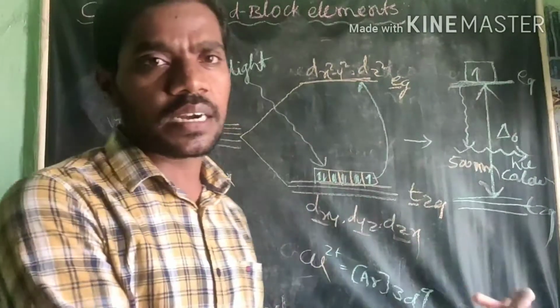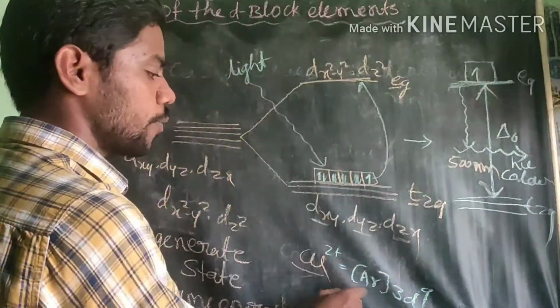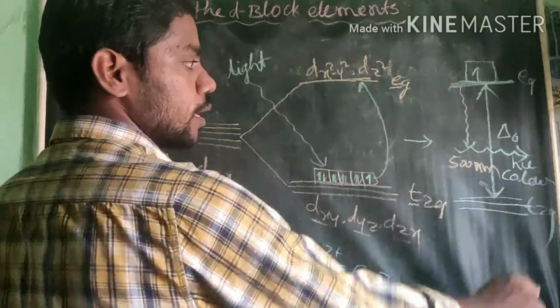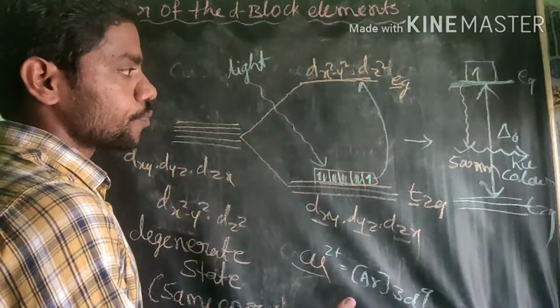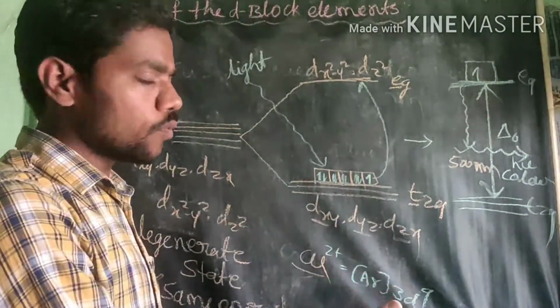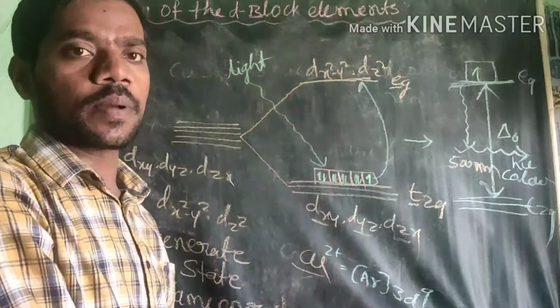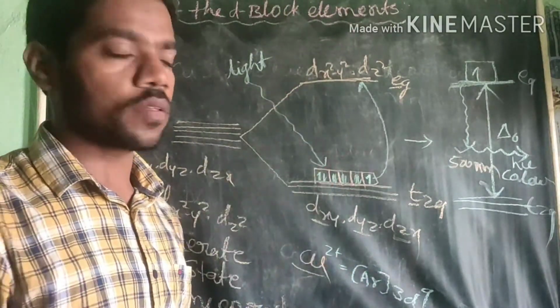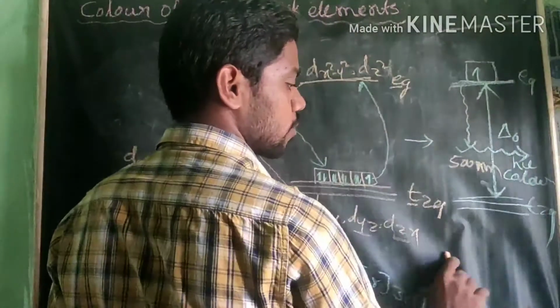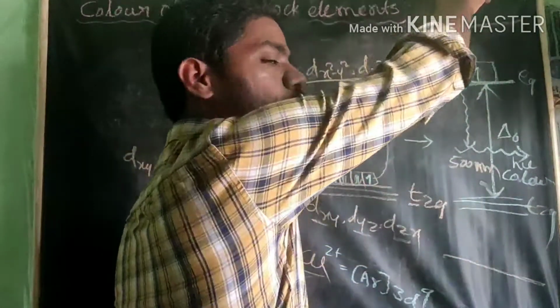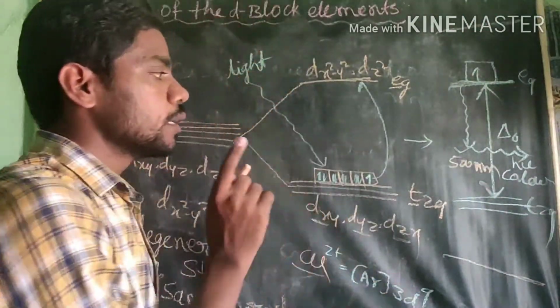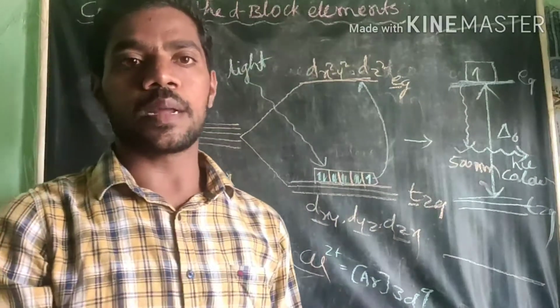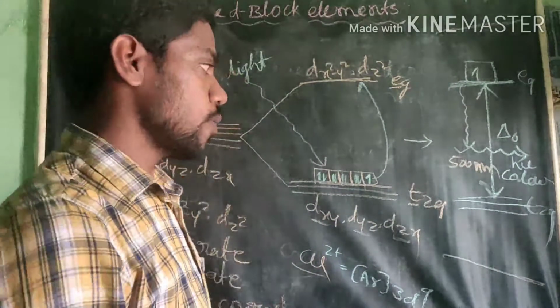Why do they show different colors? Because this copper has only one unpaired electron, therefore it emits at 500. If the number of unpaired electrons increases, the color and wavelength of the compound also change. This splitting level will increase. You see here, this splitting level increases. Therefore, the color of the compound depends upon the number of unpaired electrons. This I will go into later.